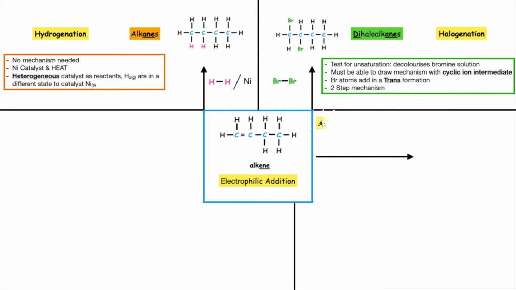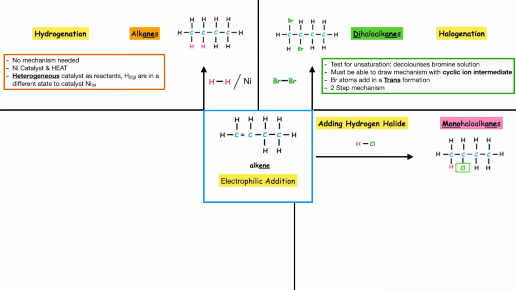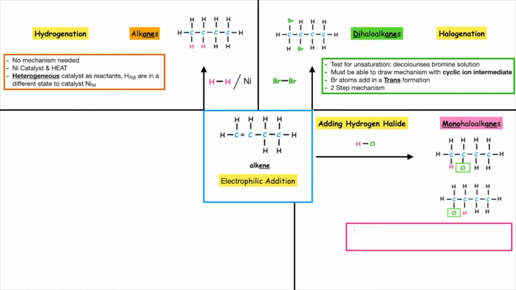We can then go on to do the addition of a hydrogen halide. Now this is one of the most important mechanisms that you learn in Advanced Higher, and by doing so we form the family, the monohaloalkanes. But isomers can be formed if unsymmetrical alkenes are used, and in this case butene is an unsymmetrical alkene, so we can form 2-chlorobutane and 1-chlorobutane.